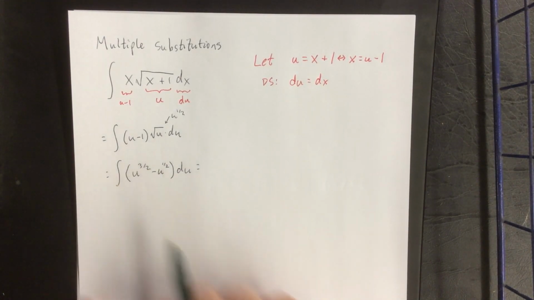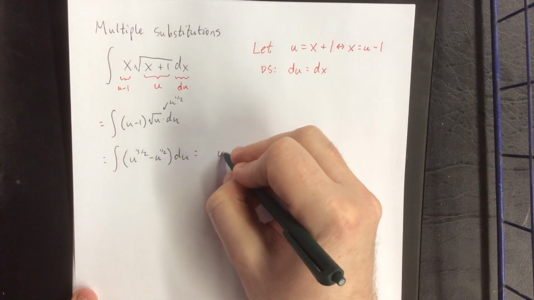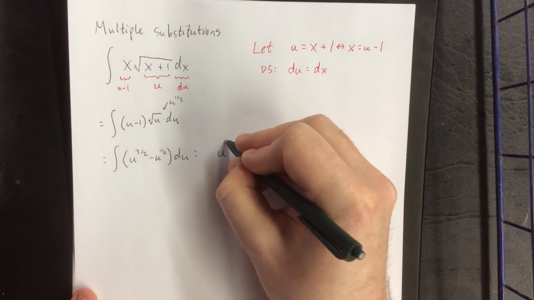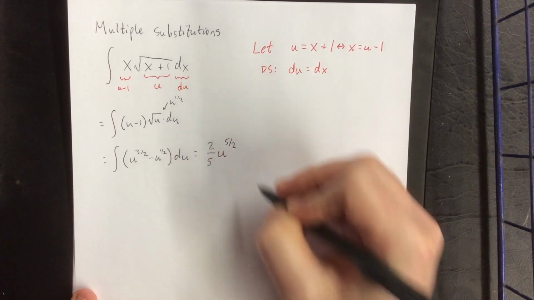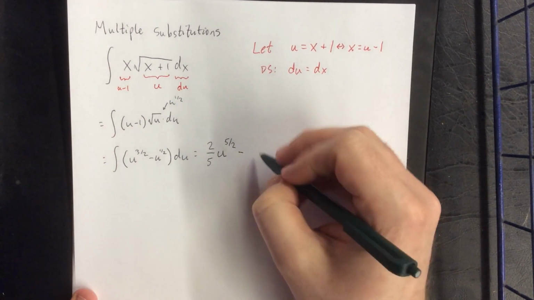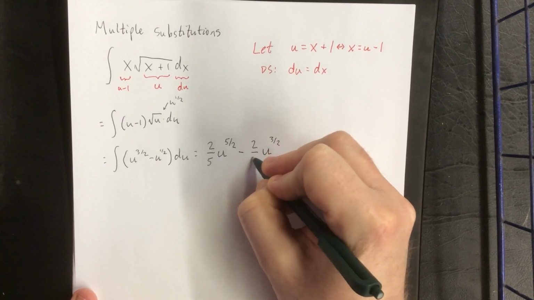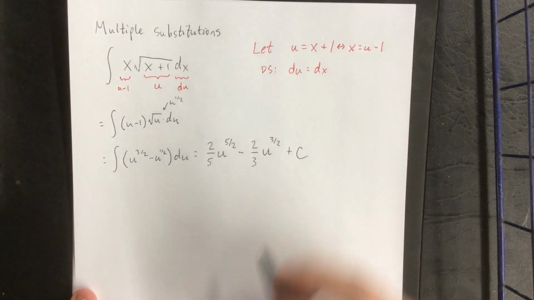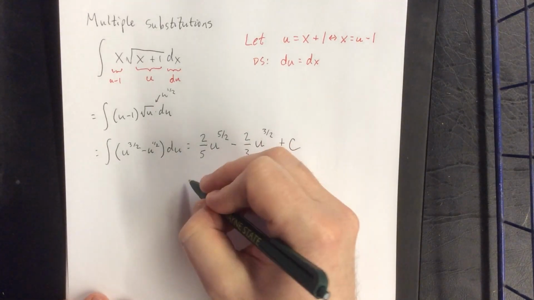At this point, we can employ the power rule for each of these. So 3/2, we add 1 to that power, we get 5/2, and divide by the new power, multiply by the reciprocal. Minus, do the same thing for this, u to the 1/2 power goes up by 1, and we divide by the new power, or multiply by the reciprocal. Now that the integral is done, we can add on our plus c.